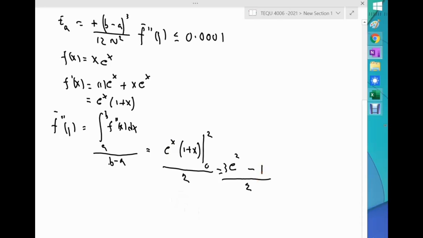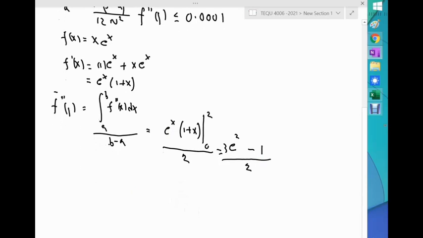So that second derivative, the average of the second derivative, let me put this beautifully here. So that would be 3e squared minus 1 and all that divided by 2. Let me plug that into Excel and let's see what we got.